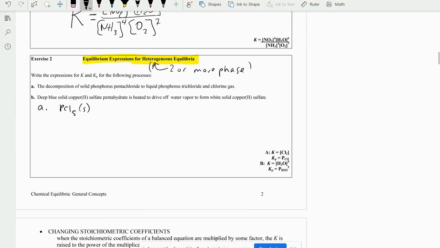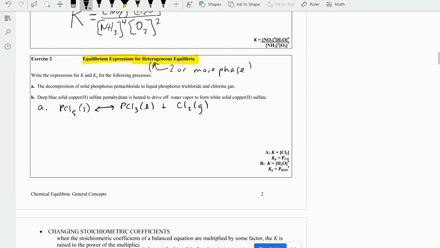So this is when I would write my arrow, but because we're on equilibrium, let's draw a double arrow, okay? It's going to phosphorus trichloride, and it's a liquid, and chlorine gas, Cl2, gas. Most diatomic molecules are gaseous.